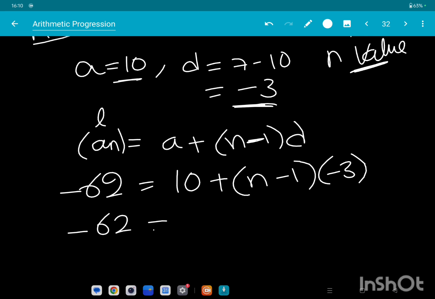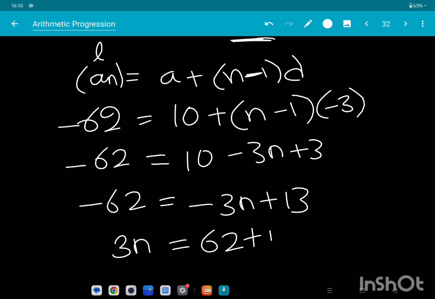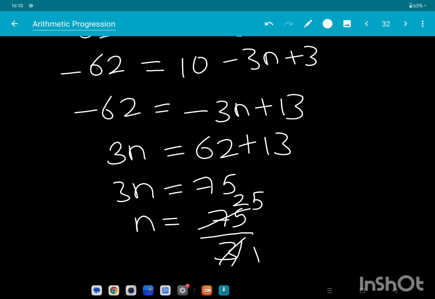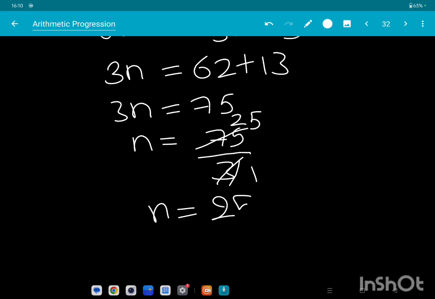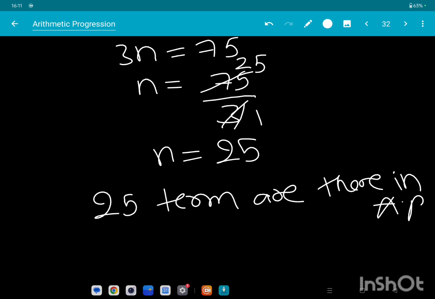Here minus 62 equals 10 plus minus 3 into n, minus 3n, and minus into minus is plus, 3 ones are 3. So minus 62 equals minus 3n plus 13. If I solve this, I get 3n equals 62 plus 13, so 3n equals 75. Now 75 divided by 3: 3 ones are 3, 3 twos are 6, 3 fives are 15. So the n value is 25, which means 25 terms are there in the given AP.